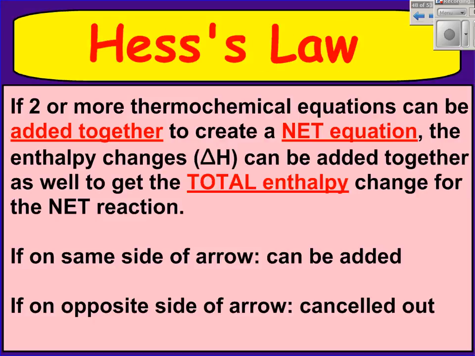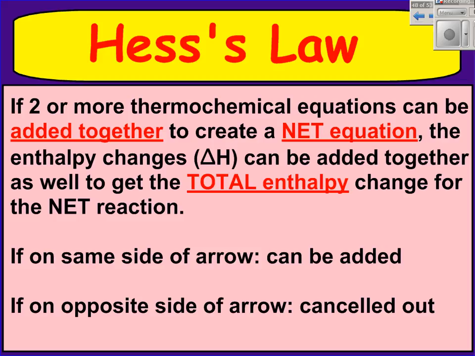Now, Hess's law states something extremely important. Let's take a moment and figure out what Hess's law states before we actually look into some examples. It looks long, but it's actually not that difficult. Hess's law states that if two or more thermochemical equations can be added together to create a net or total equation, then the enthalpy changes can also be added together to get a total enthalpy for the net reaction.